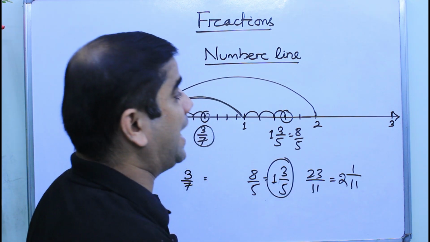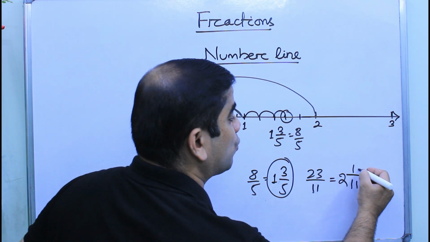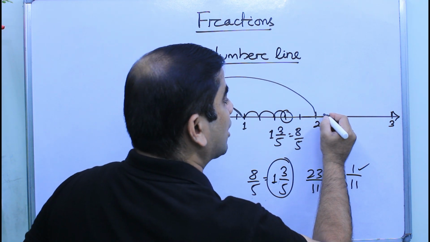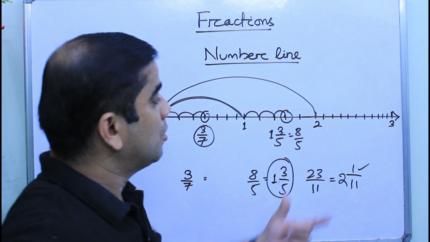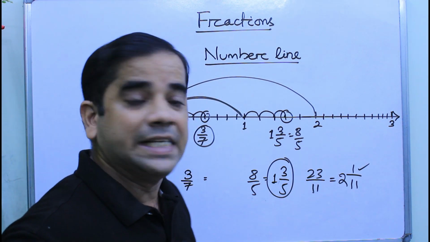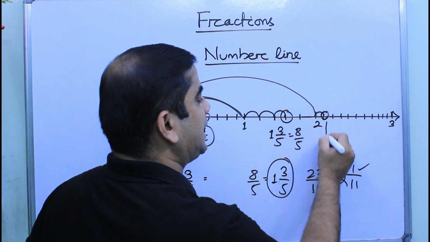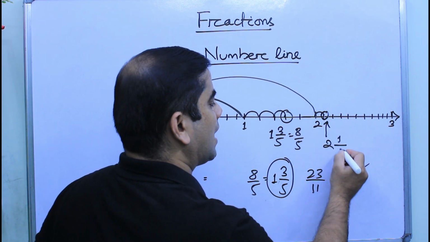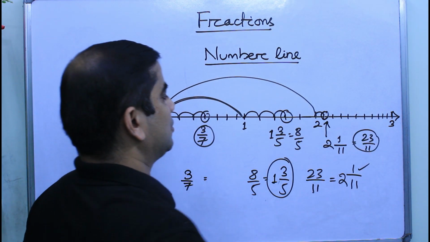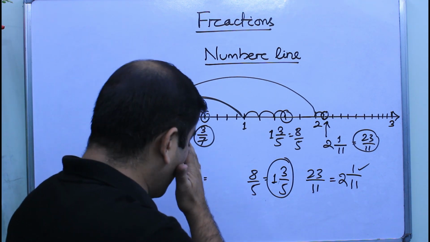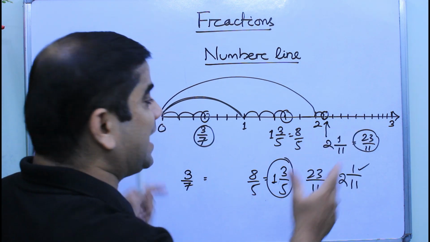That means we need to divide the whole number part between 2 and 3 into 11 parts and we need to take 1 part out of that. So we have to draw 10 lines. So now the part between 2 and 3 is divided into 11 equal parts. Now we need to take one part out of that. So this is nothing but 2 whole 1 by 11, or it is 23 by 11. So now we have successfully placed all the fractions with different prime denominators onto a single number line.